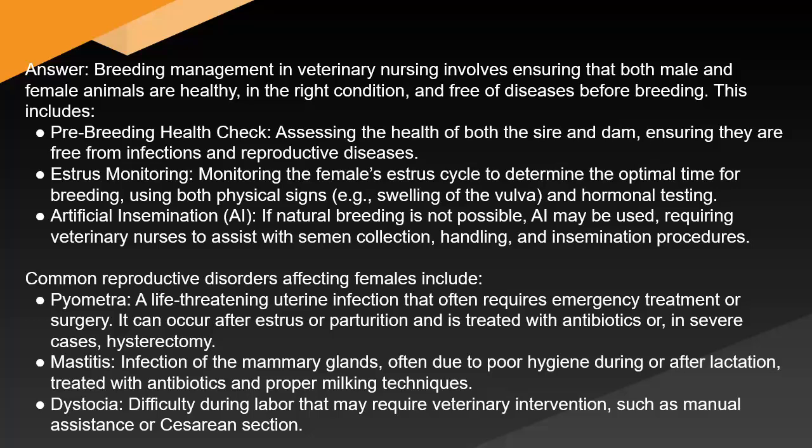Common reproductive disorders affecting females include pyometra, a life-threatening uterine infection that often requires emergency treatment or surgery. It can occur after estrus or parturition and is treated with antibiotics, or in severe cases, hysterectomy.